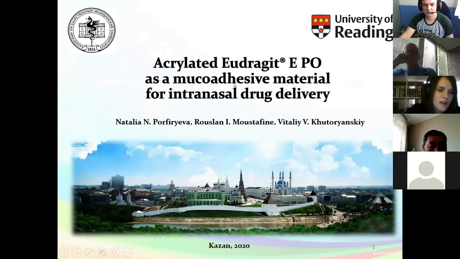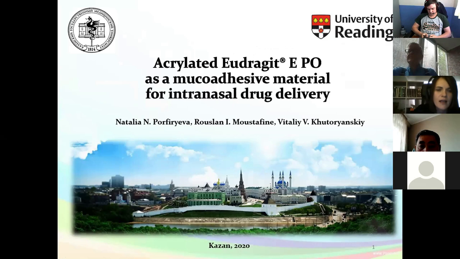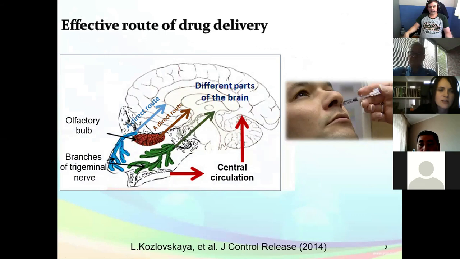In my talk, I'm going to present our results on the synthesis of acrylated pharmaceutical polymer, Eudragit EPO, and its application as a mucoadhesive material for intranasal drug delivery. In recent years, nasal administration has gained a lot of interest due to the possibility of bypassing the blood-brain barrier. However, the mucus layer in the nasal cavity could act as a barrier which may reduce the efficiency of drug delivery. One potential approach to improve intranasal drug delivery is the use of cationic polymer modified with acrylation.